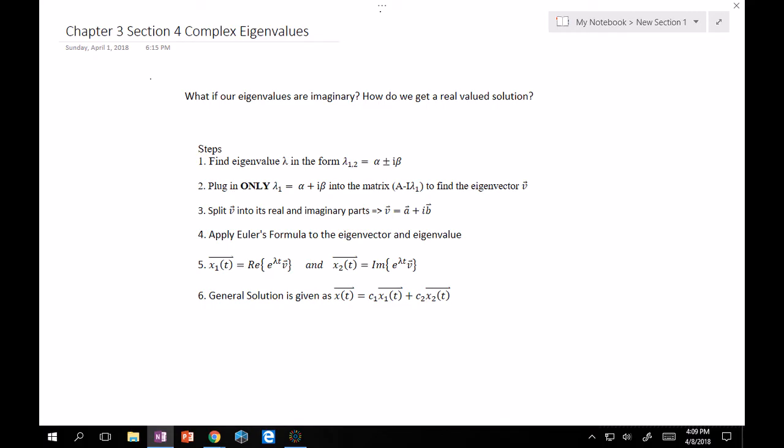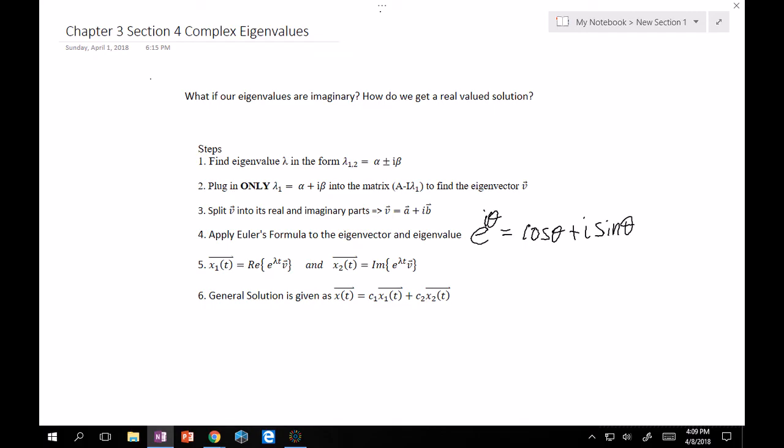Then you apply Euler's formula to the eigenvector and eigenvalue in order to lead up to something that's real valued. So remember, Euler's formula is this. I think I went over it, but just in case: e to the i theta is equal to cosine theta plus i sine theta.